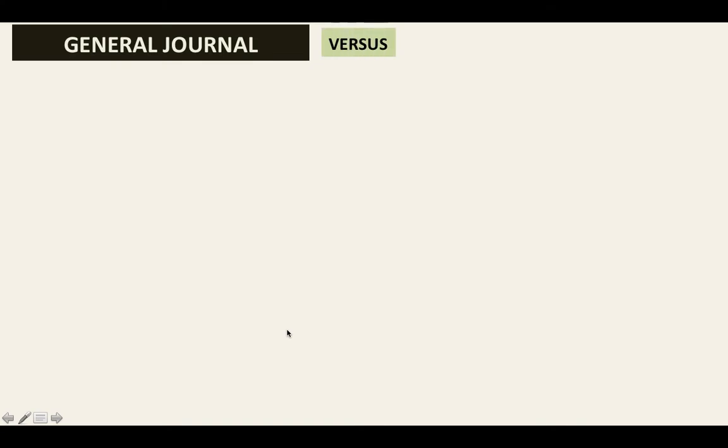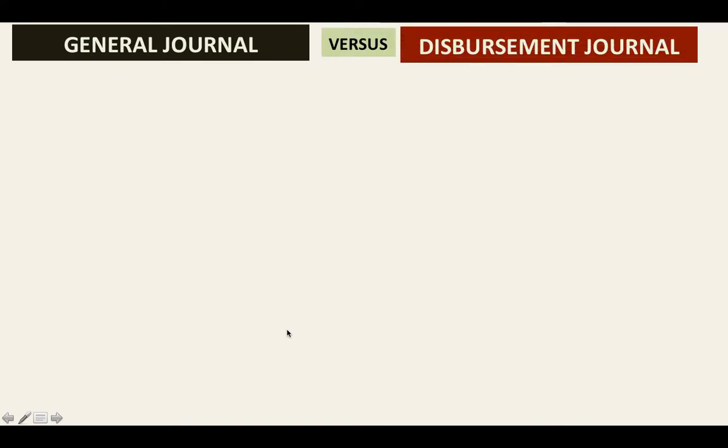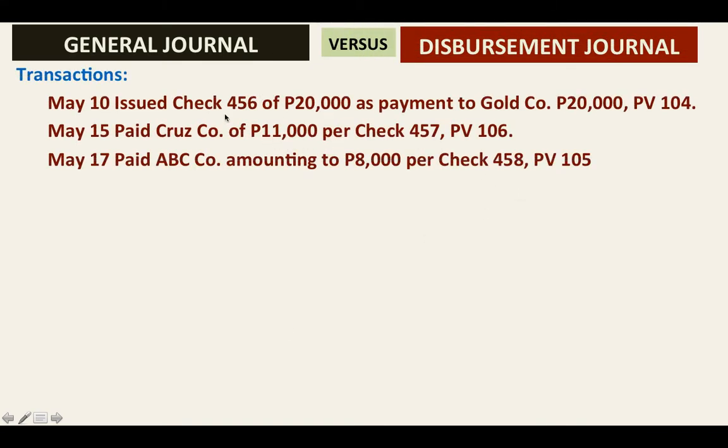Now, general journal versus disbursement journal. Ito yung transactions natin. We have May 10, issued check for 5/6 of 20,000 as payment to Gold Company.